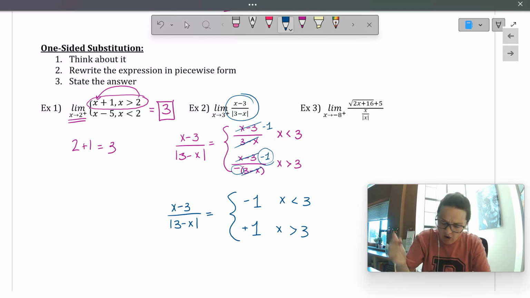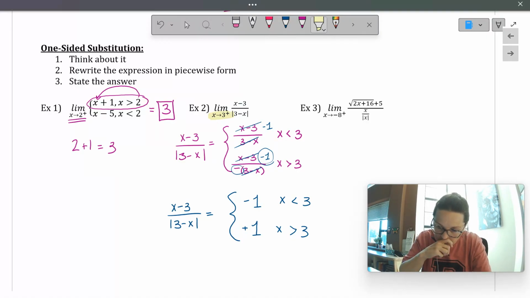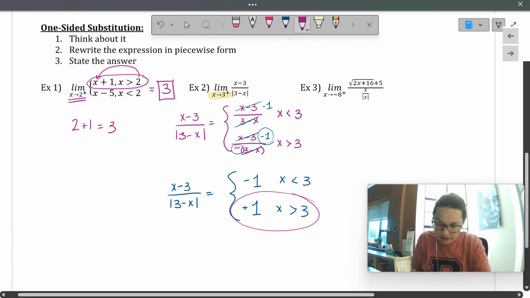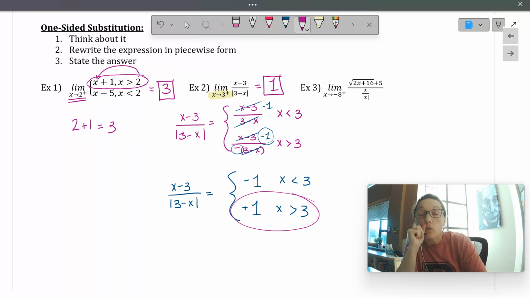Okay, what were we doing? Oh, right, we were supposed to find a limit. So I needed to find a limit as x approaches 3 from the right. So let's see, as x approaches 3 from the right, that's when x is bigger than 3. That means I'm looking at this, and apparently when x is bigger than 3, the function just equals 1. Cool. Okay. All right.